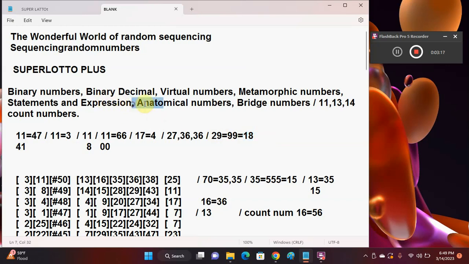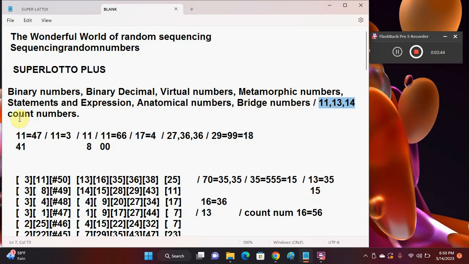And then there's anatomical numbers. An anatomical number would be, for instance, number 17 that sequences to a 4. The reason why the 17 is anatomical is because it has all the elements to make a 4. It has the 1 and the upside down 7. And so that's an anatomical sequence. And then you have bridge numbers. Bridge numbers are the 11, 13, and 14. They help to bridge sequences.